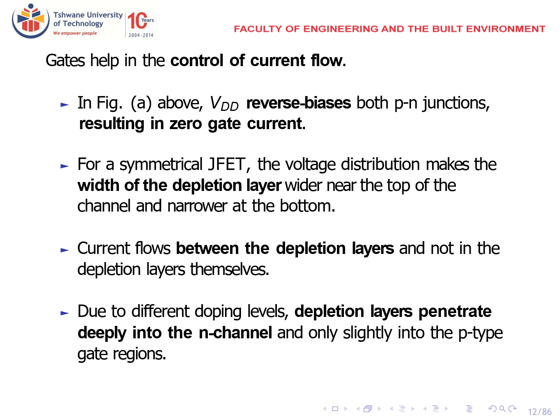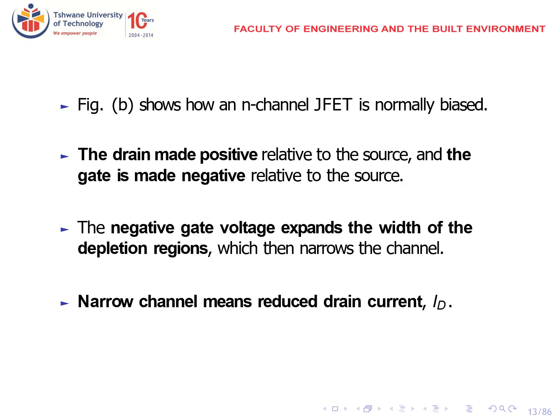The current flows between the depletion layers and not the depletion layers themselves. Due to the different doping levels, depletion layers penetrate deeply into the channel and only slightly into the P-type gate region. Figure B shows how an N-channel JFET is normally biased. The drain is made positive relative to the source and the gate is made negative relative to the source.